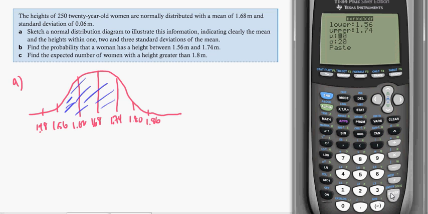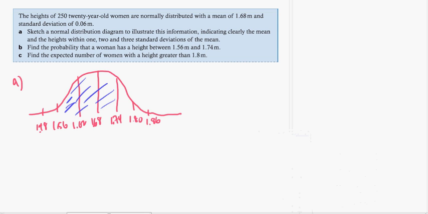And what's the mean? Okay, 1.68 and 0.06. Okay, boom, boom. 0.819. So the probability that the height is between 1.56 and 1.74 is 0.819. Okay, so that's quite a bit.